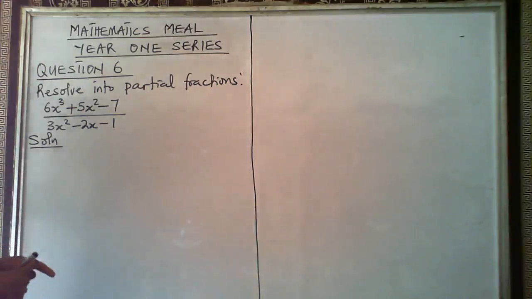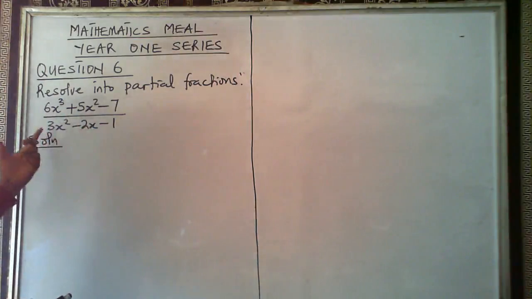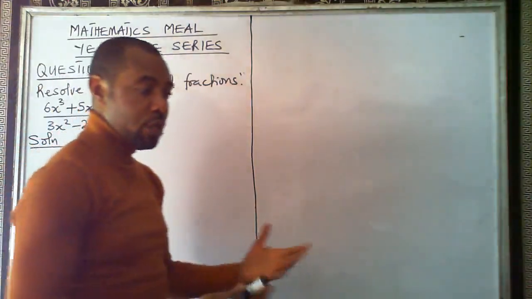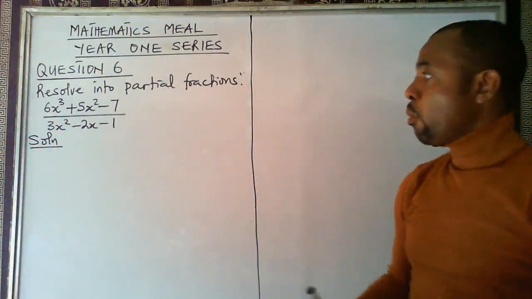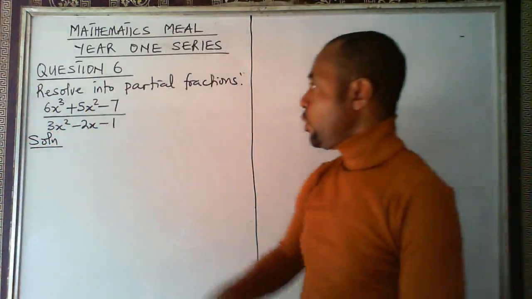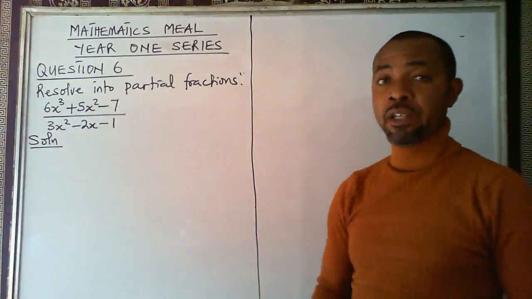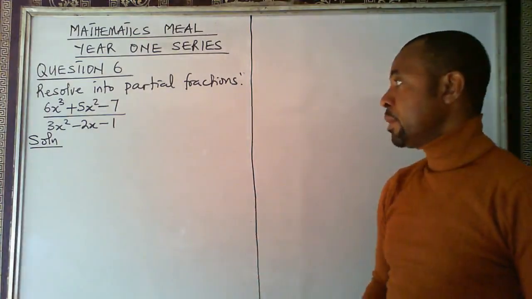We're asked to resolve into partial fractions (6x^3 + 5x^2 - 7) divided by (3x^2 - 2x - 1). We want to resolve this into partial fractions. So what are we going to do? We know how to resolve a fraction into partial fractions, but in this case we will not just jump into those steps. Why?